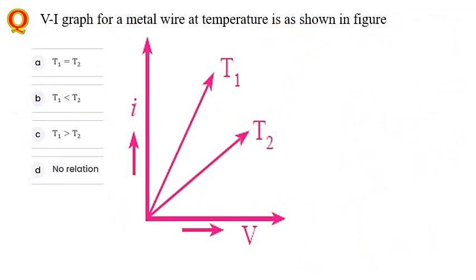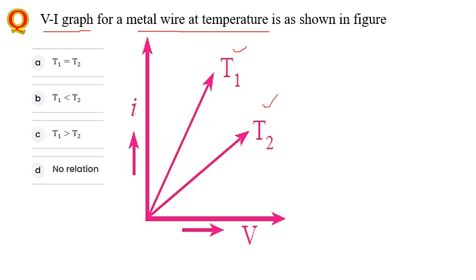Okay. In this question, they have given the relationship between the potential and current graph for a metal wire at different temperatures, as shown in the figure. Now, the known value will always be taken on the x-axis and the dependent value will be taken on the y-axis. The potential has been given according to the current. There are two different temperatures, T1 and T2, they have given here.